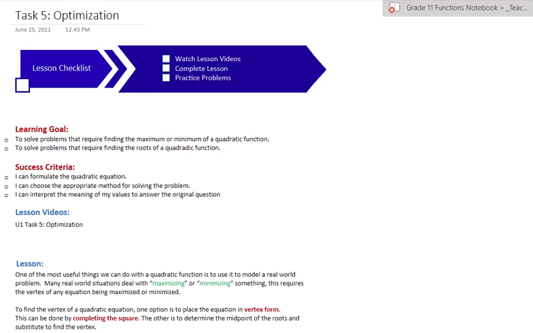This lesson will cover optimization. The learning goal is to solve problems requiring finding the maximum or minimum of quadratic functions, and also to find the roots of quadratic functions. The success criteria is you can formulate a quadratic equation, you can choose the appropriate method for solving the problem, and you can interpret the meaning of your values to answer the original question.